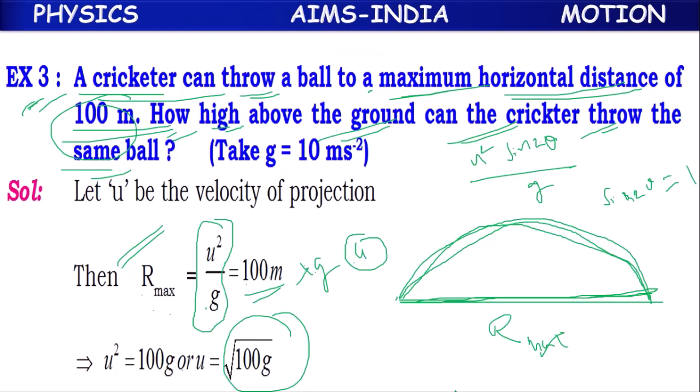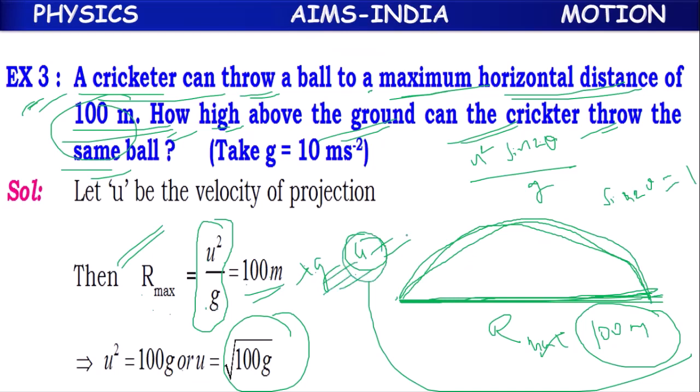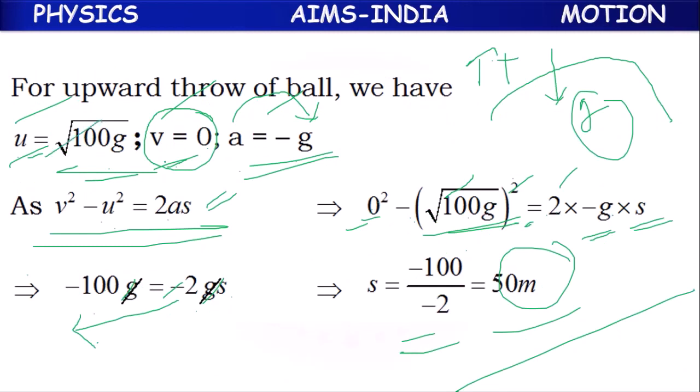Means he is able to cover 100 meter horizontal distance when he is throwing with the velocity of u. Based on this, we will find u value first. After finding the u value, for finding maximum height, we have to take v equal to 0, because at the maximum height, final velocity is 0, and we have to take acceleration minus g, because body is going upward, acceleration acting downwards, and with the help of this u value, v value, g value, we can find the s, or we can find the maximum height, which is 50 meter.